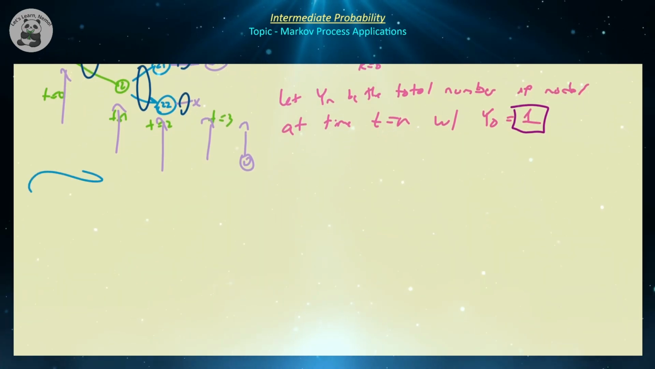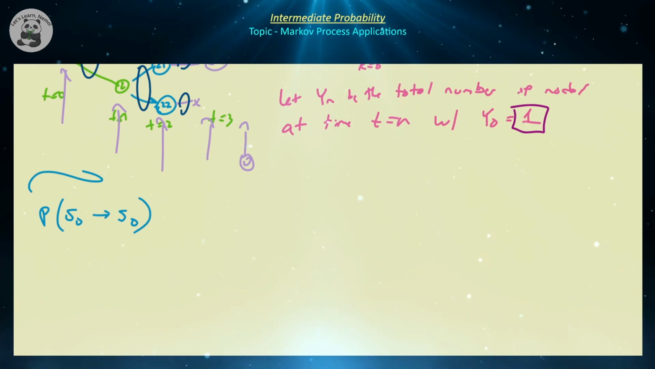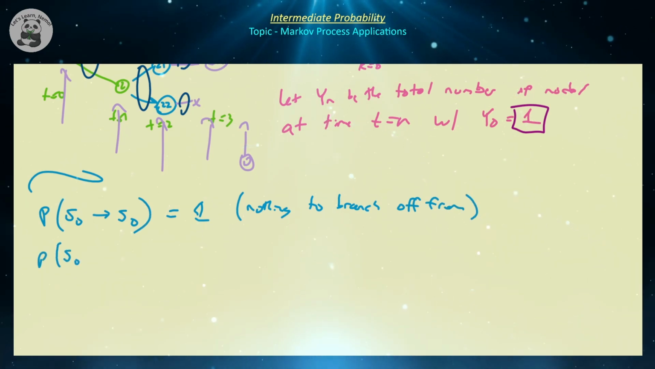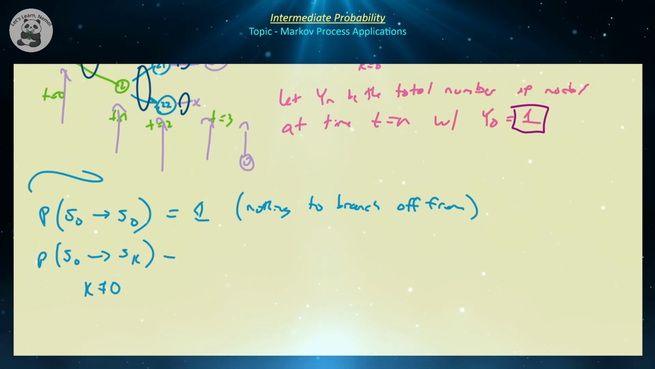Okay, so once we have this, what type of process are we going to have? Let's see if we can build our stochastic matrix P. What is the probability of transitioning from state 0 to state 0? Think about that. If you have no nodes to branch off from, then you're guaranteed to branch off into 0 nodes as well, right? So the probability of that is going to be equal to 1 because we have nothing to branch off from. And what is the probability of transitioning from S0 to SK, where K is not equal to 0? Take a moment and think about what you think this is. This is going to be equal to 0 for the same exact reason.